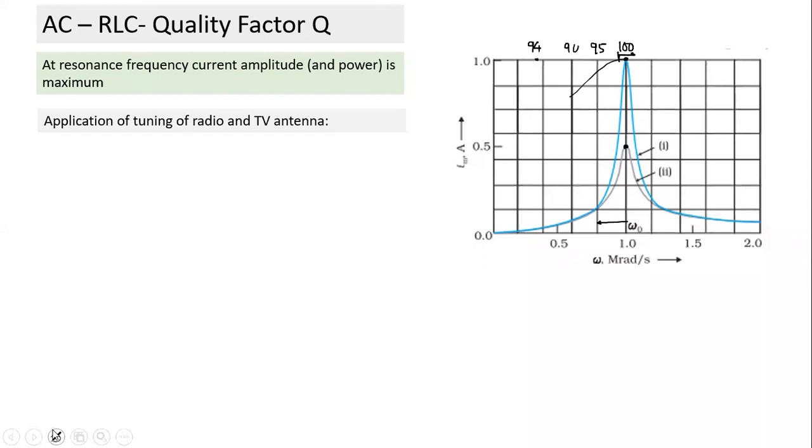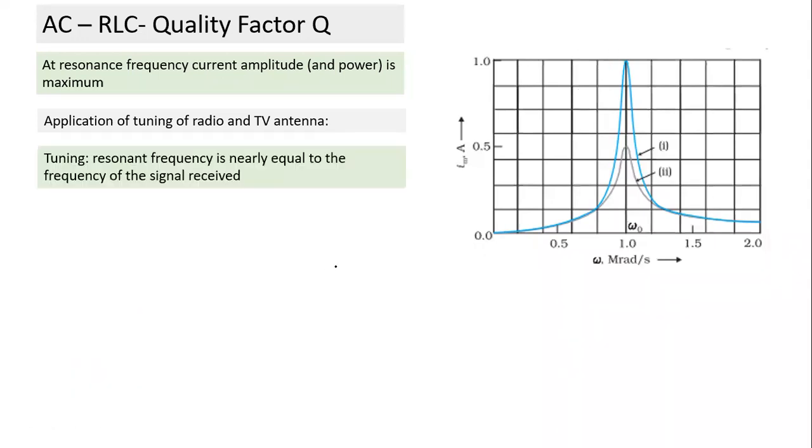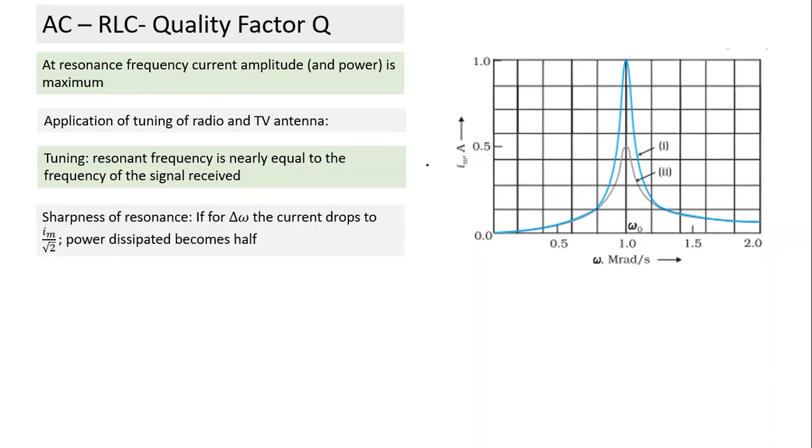So how do we define better tuning? How do we capture this? First of all, what is tuning? If the resonant frequency is equal to the frequency of the signal received, that's perfect tuning. Then we define something else: the sharpness of resonance. This is the maximum value of current. We define sharpness of resonance in terms of a quantity called delta W.